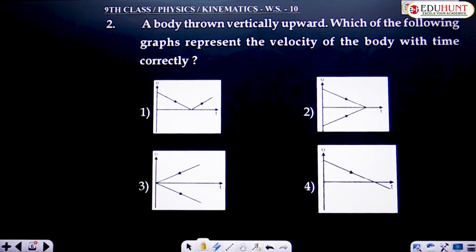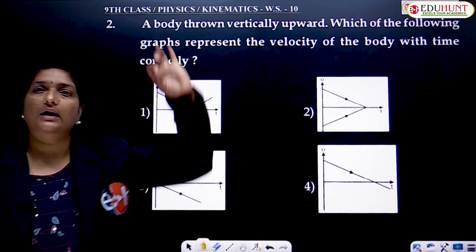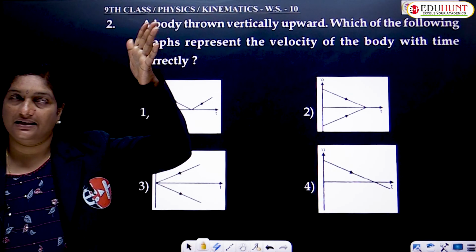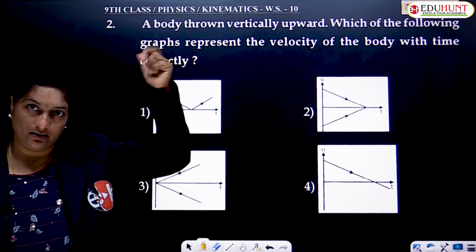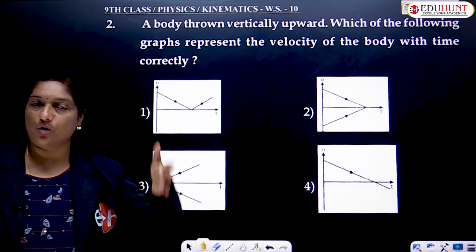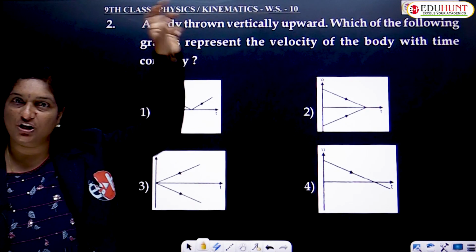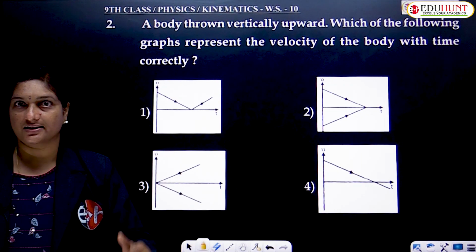A body thrown vertically upwards, which of the following graphs represents the velocity of the body with time? Children, whenever the body is thrown upwards, what happens? Its velocity goes on decreasing, and finally after reaching a certain height, the maximum height, its velocity becomes 0. Later on, what happens? The body falls downwards. The body falls downwards means again what happens? From 0 velocity, it gains certain velocity as and when it reaches downwards.